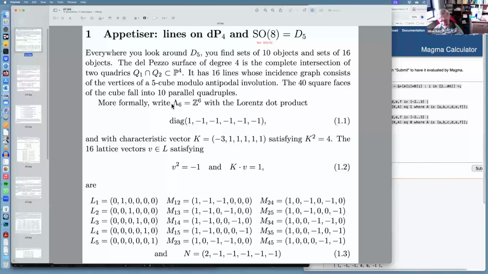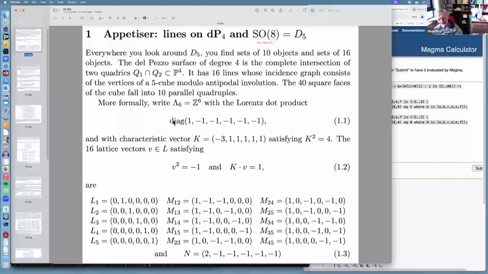Yes, so take the lattice Z6 with this Lorentz dot product. Mathematicians and physicists probably usually have opposite notation. It would be perfectly reasonable to take minus this dot product, in other words, time is negative and space is positive. Anyway, it doesn't make any difference.